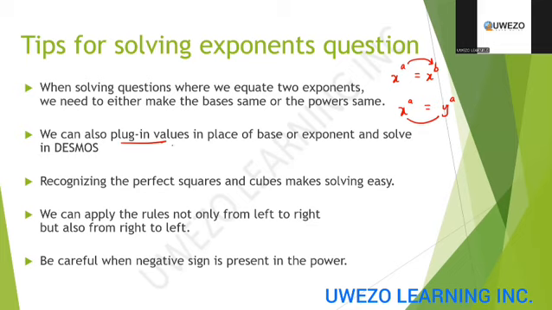We can also plug in values in some exponents questions. Suppose you have x to the power 2 by 3 times x to the power minus 4 by 6. Instead of solving, you could also plug in and verify the output in the options. If you remember squares like 1 square, which is 1, 2 square, 4, 3 square, 9, and so on, and also cubes like 1, 8, 27, it will be easy for us to solve the exponents questions.